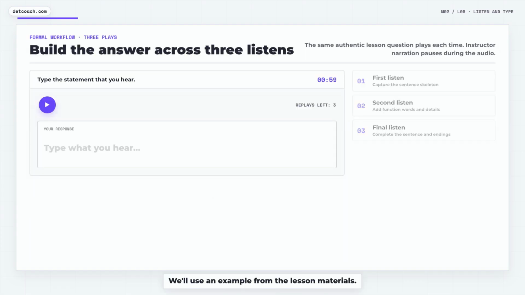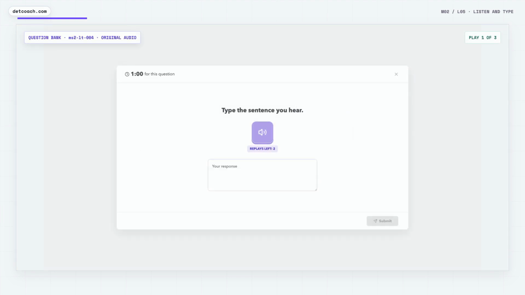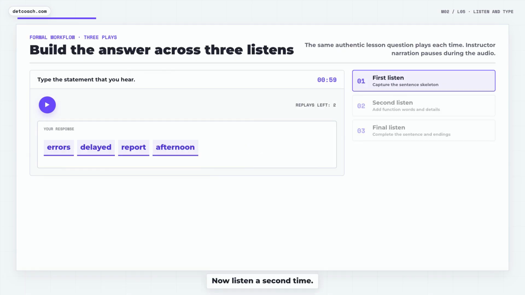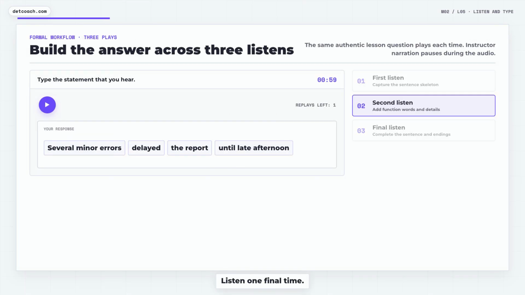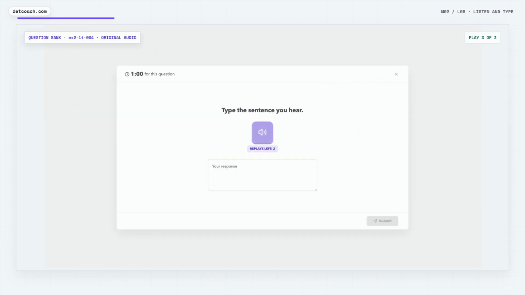We'll use an example from the lesson materials. Listen to it for the first time. Several minor errors delayed the report until late afternoon. Now listen a second time. Several minor errors delayed the report until late afternoon. Listen one final time. Several minor errors delayed the report until late afternoon.